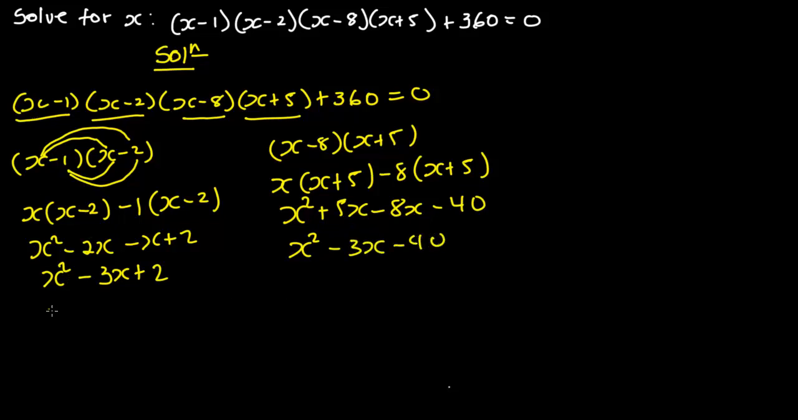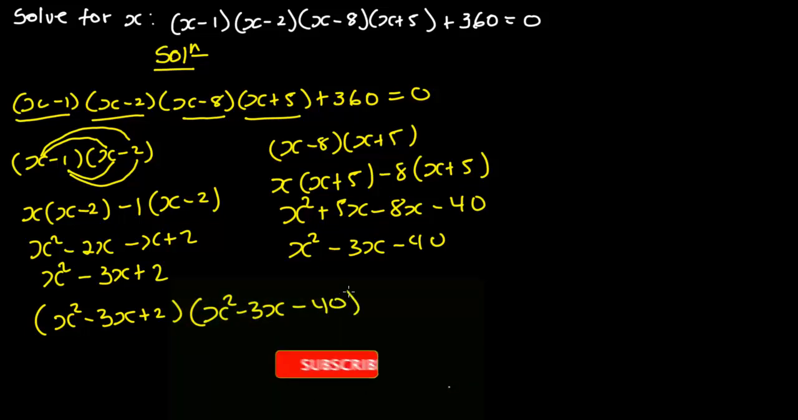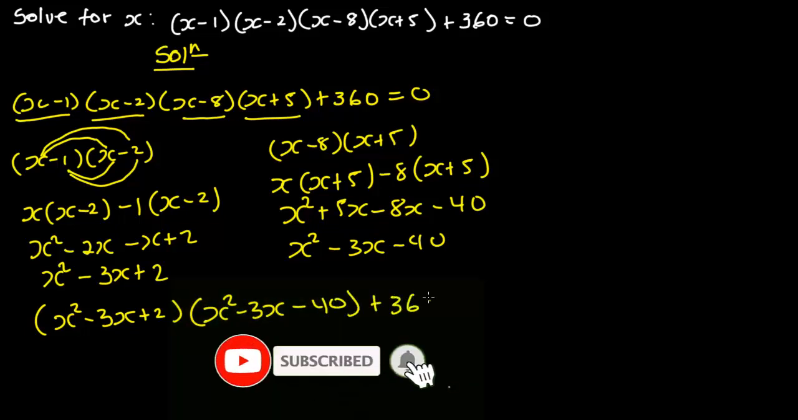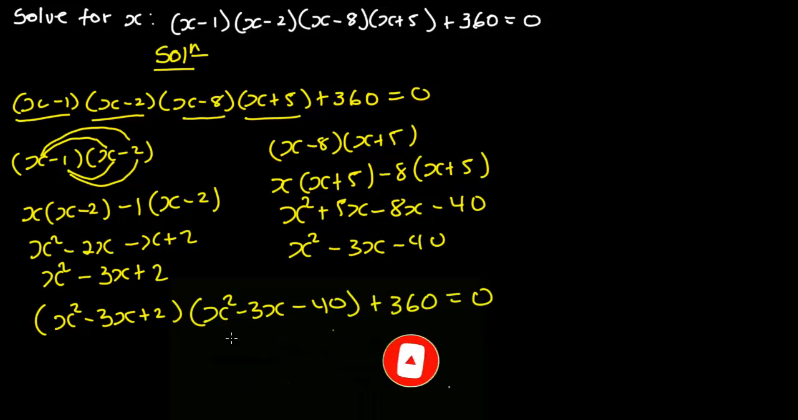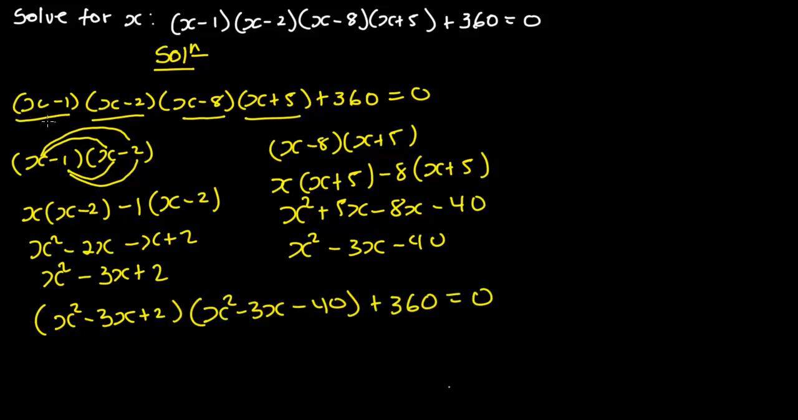Now the equation becomes (x squared - 3x + 2) multiplying (x squared - 3x - 40) + 360 = 0. I hope you agree with what is over here. We got it from here. We multiplied the first two terms and that resulted in this one. And then the second two terms also resulted in this one. Plus 360 is equal to 0.